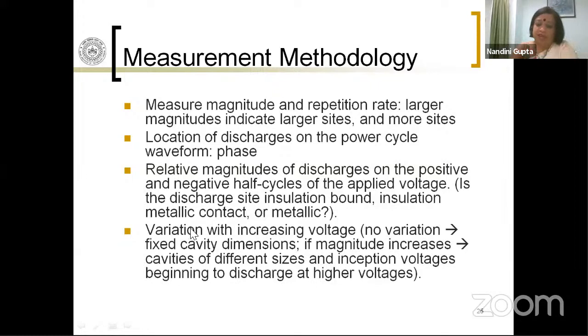Another thing that can be useful is, does the PD pattern vary with increasing voltage? Suppose you increase the voltage and you do not see any change in the PD pattern. It would probably mean that you have fixed cavity dimensions. The same size of cavities are there, and if you increase the voltage, they simply discharge more often, but that's it. But if you see a variation with increasing voltage, it might mean that at lower voltages only certain voids break down, and when you go to higher voltages, some other voids which were able to resist the lower voltage begin to participate in PD.